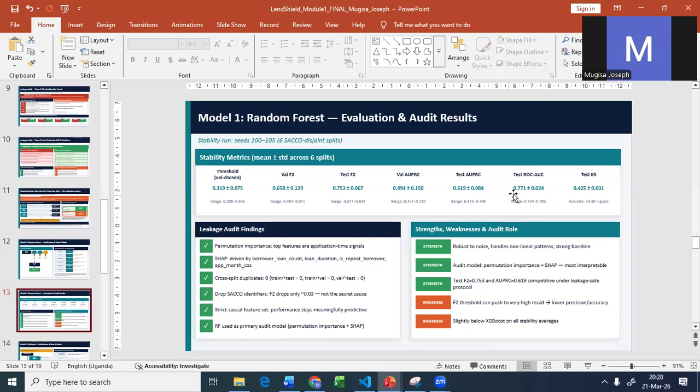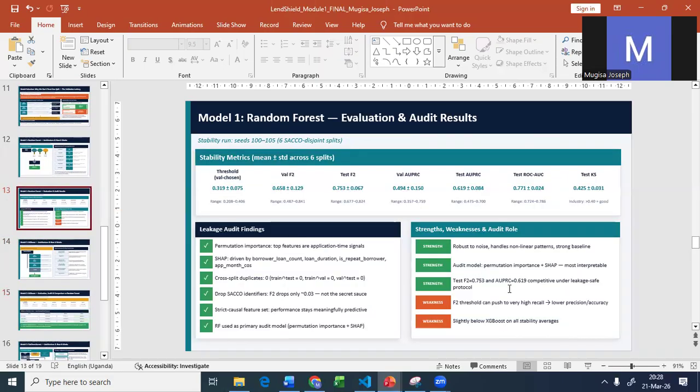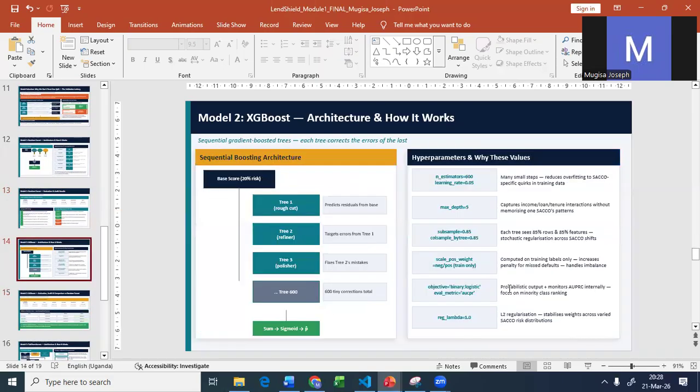And still it is an average across the 6 splits, and this is the deviation. So I will just progress. I've explained that as modules, that's how it goes throughout. So going on to explain XGBoost, its architecture and how everything is working.